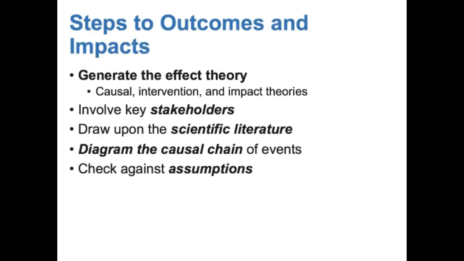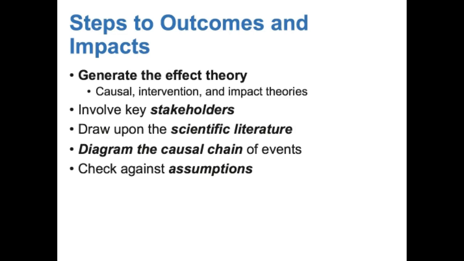Here are some steps to successfully achieve the desired outcomes and impacts from a health program. First, as we previously discussed, you should generate an effect theory with causal, intervention, and impact theories so you have a roadmap of what you want to do. You should also involve key stakeholders and encourage them to become invested in the health problem. This step is critical to having a politically feasible intervention.